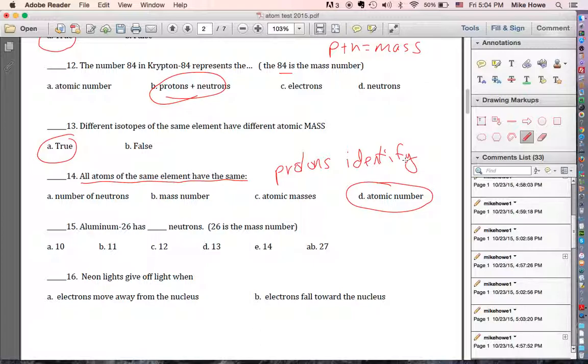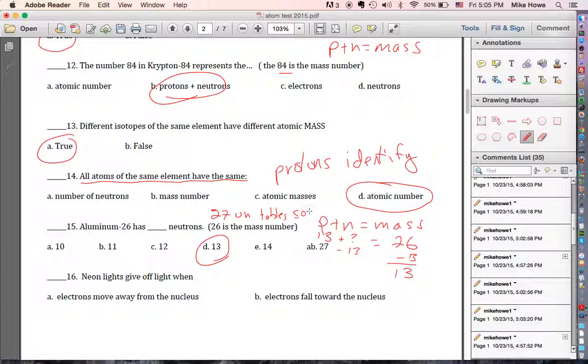Number 15, aluminum 26 has blank neutrons. Well, we know that protons plus neutrons equals mass. For aluminum, protons are 13. We're trying to figure out the neutrons, so we'll put a question mark, and that equals the mass, and it tells us that 26 is a mass number. Subtract 13 from both sides, and what do you get? So that would be the number of neutrons. Note that 26 is not the mass number on the periodic table. 27 is on the table.